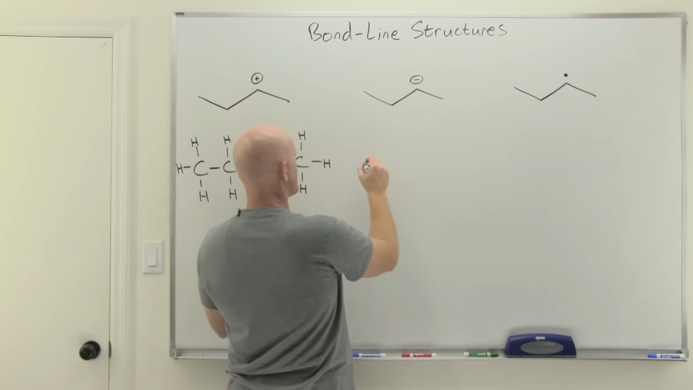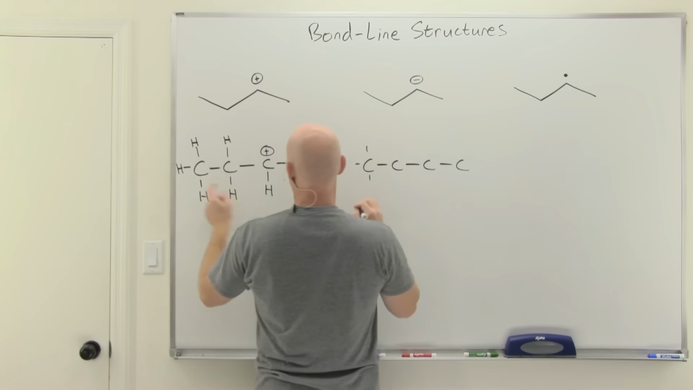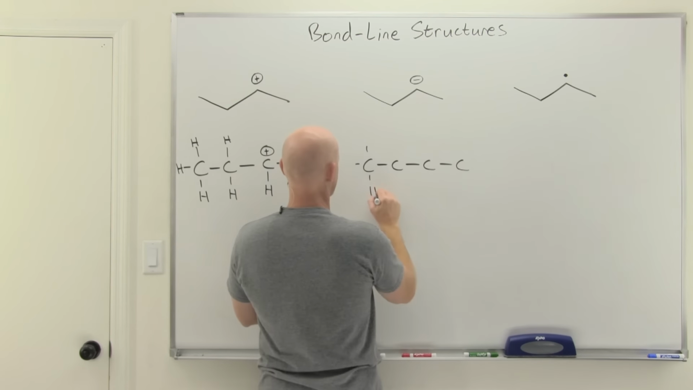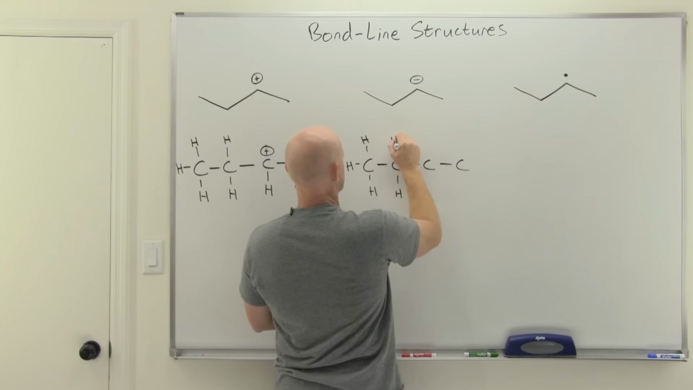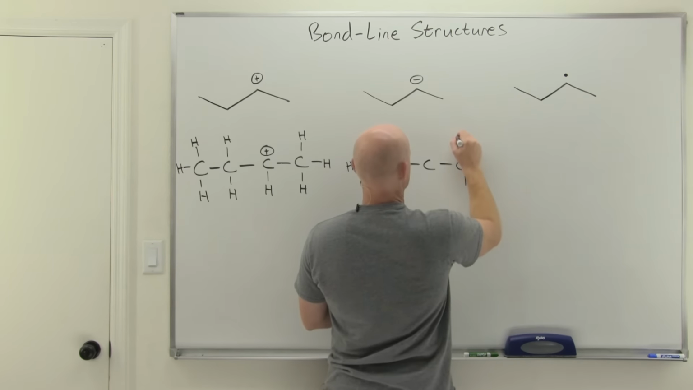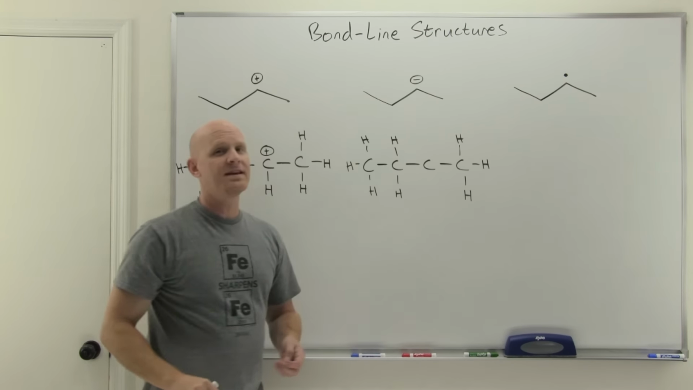We've still got this same 4-carbon chain. In fact, the 3 carbons that don't have a formal charge are identical in both these structures, so I'll just repeat what we did there. But now we've got this one here with a negative formal charge.